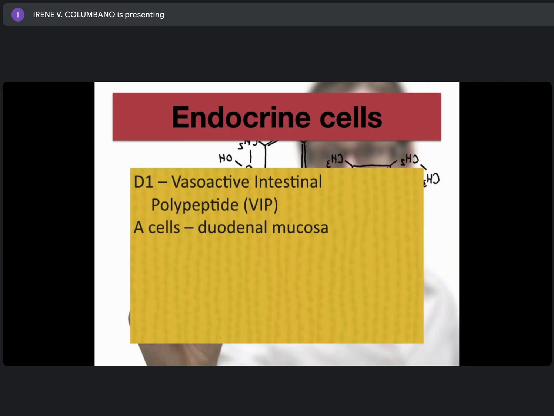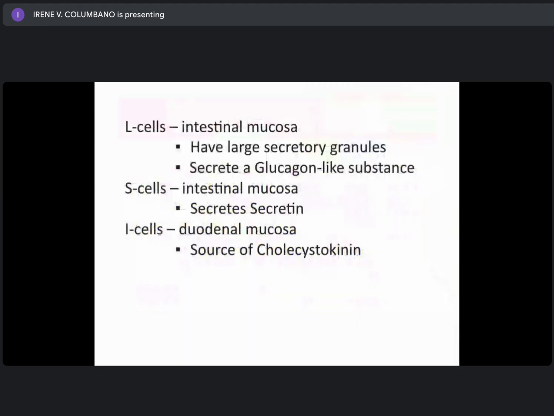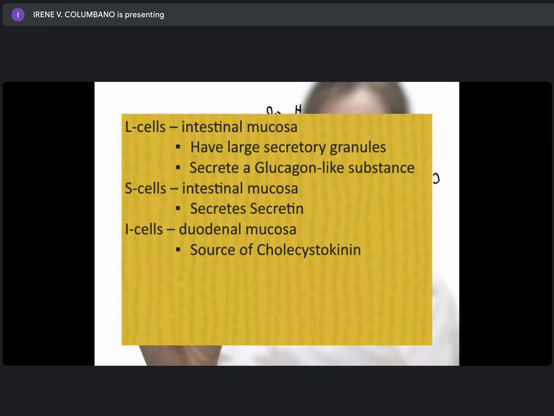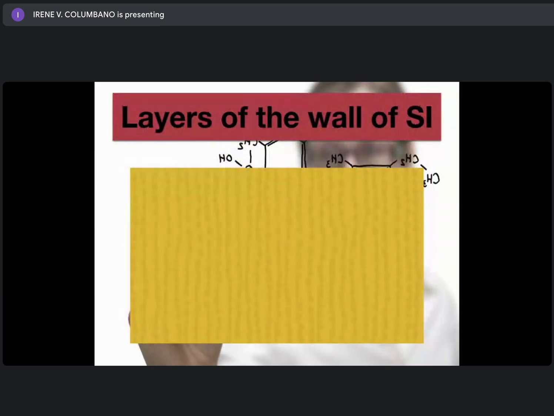So D1 cells, duodenal mucosa siya nakikita, source of enteric glucagon. G cells, gastric antrum, secretes gastrin. L cells, intestinal mucosa, secretes glucagon-like substance. S cells, intestinal mucosa din, secretes secretin. And I cells, duodenal mucosa, its source of cholecystokinin. So cholecystokinin po, ginagamit ito sa ating lipid or triglyceride digestion.